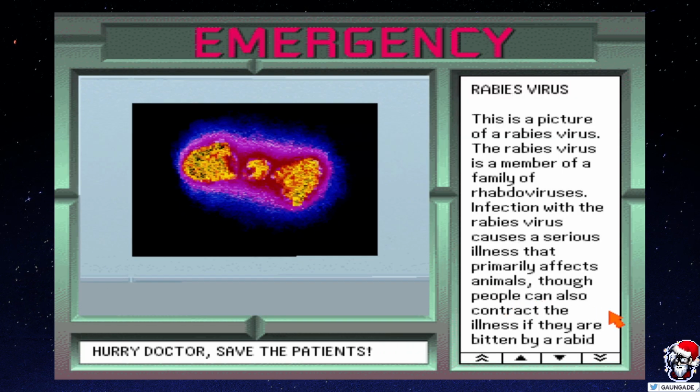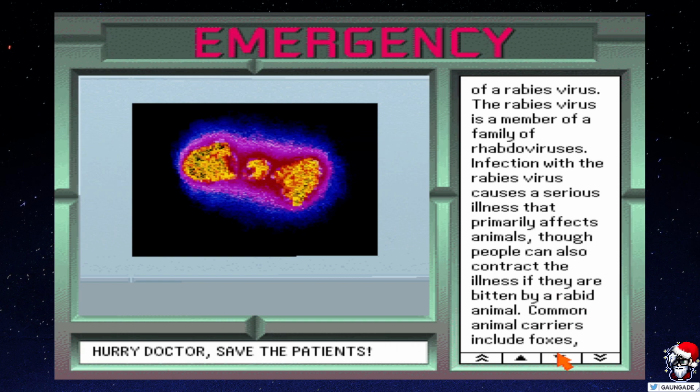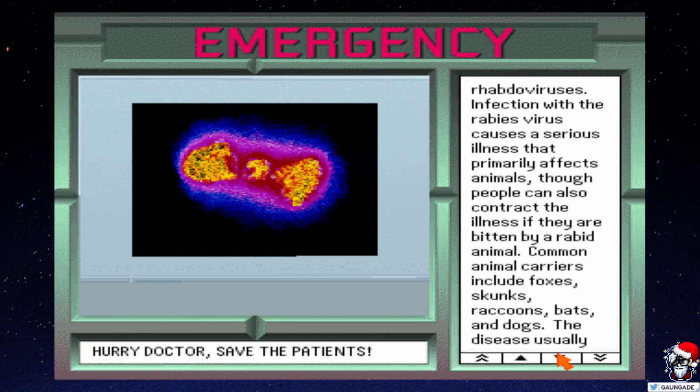This is a picture of a rabies virus. The rabies virus is a member of a family of rhabdoviruses. Infection with the rabies virus causes a serious illness that primarily affects animals, though people can also contract the illness if they are bitten by a rabid animal.